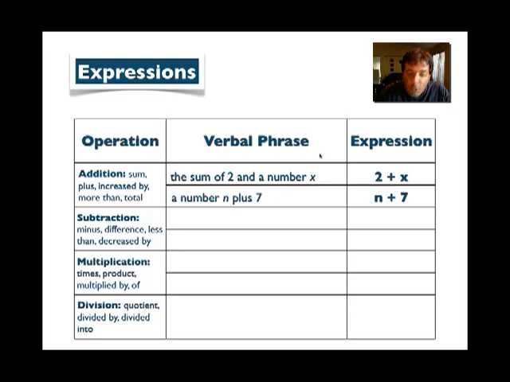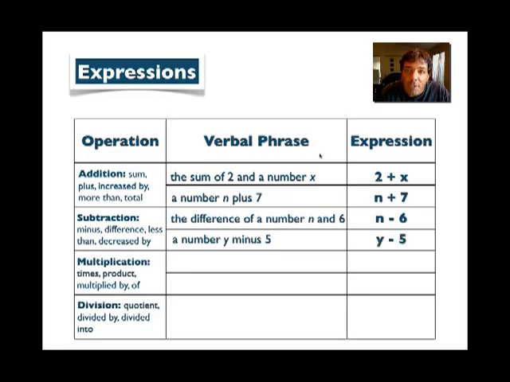Now on to some subtraction phrases. The difference, which means subtract, of a number n and 6, which is n minus 6. And then we have a number y minus 5. Again, nothing could be easier than that. That's just y minus 5. Okay, no big deal. It's easy.